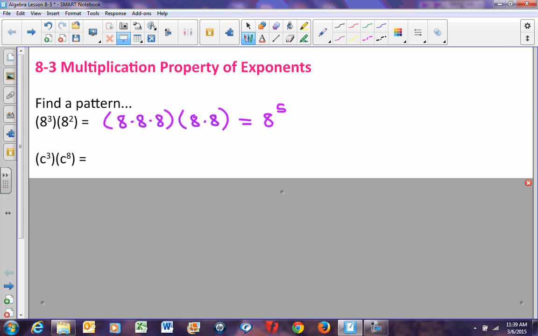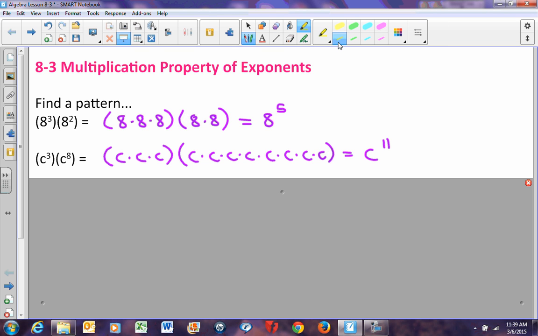If I look at it with variables, I have c to the third times c to the 8th. That's going to be c times c times c, multiplied by c times c times c times c times c times c times c times c. I have lots and lots of little c's. So if I look at this, I have 8 of them and 3 of them, and 8 and 3 is 11. So this becomes c to the 11th. Now, if we look back at our original problem, if we carefully look at our exponents, we have 3 and 2. If we add 3 and 2, we get 5. On the second problem, we have 3 and 8. If we add 8 and 3, we get 11.